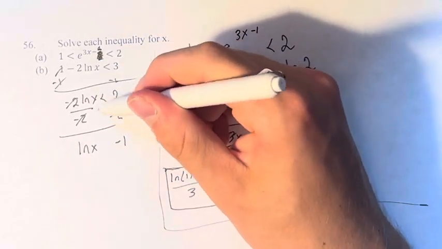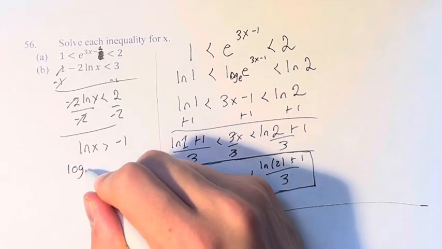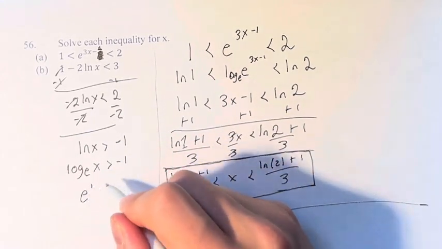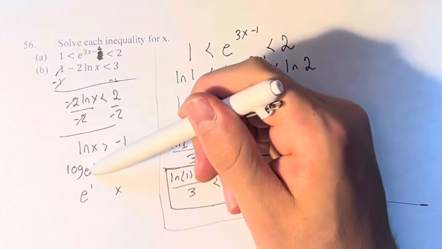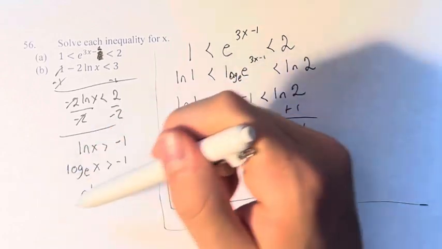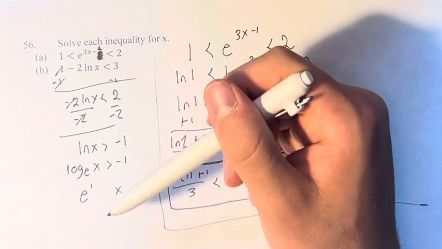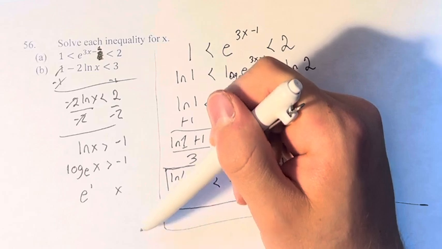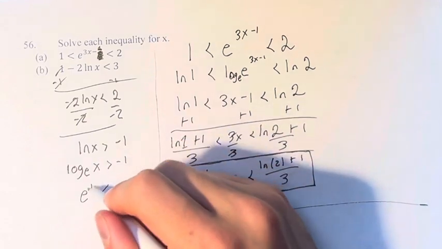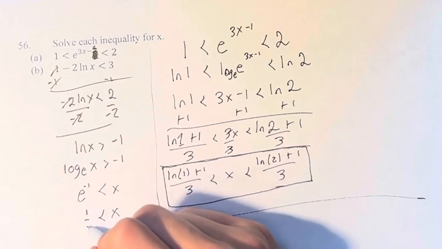And since we're dividing by a negative number, we have to swap this to be a greater than sign. Ln, which is log base e of x, is greater than negative 1. Therefore, e to the negative 1, is it greater than x or less than x? The easiest way to do this, when we're swapping from a logarithm back to an exponential, is to keep x on the same side of the inequality sign. So log base e of x is greater than negative 1, therefore x has to be greater than e to the negative 1, which is 1 over e.